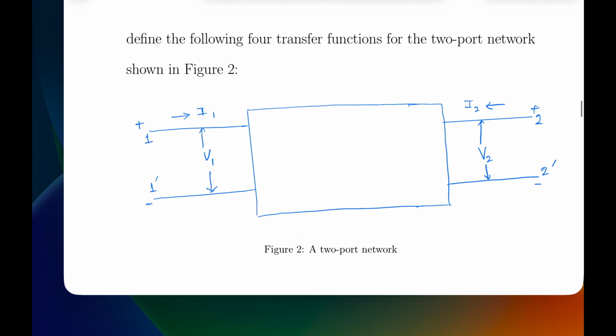So this is our two-port network. This is the input port, this is output port. The input voltage is V1, the input current is I1, output voltage is V2, and the output current is I2.